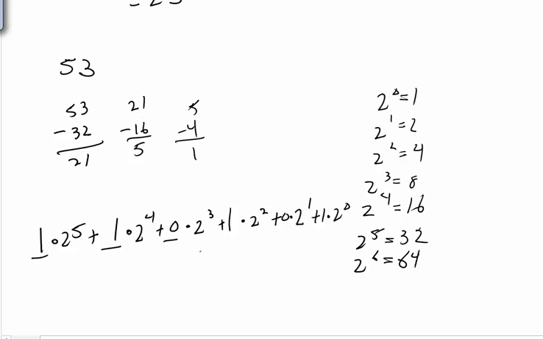All right, so I'm looking at the things that I multiplied with. So in base 2, this would be 110101. Again, 110101 in base 2 would translate to the number 53.